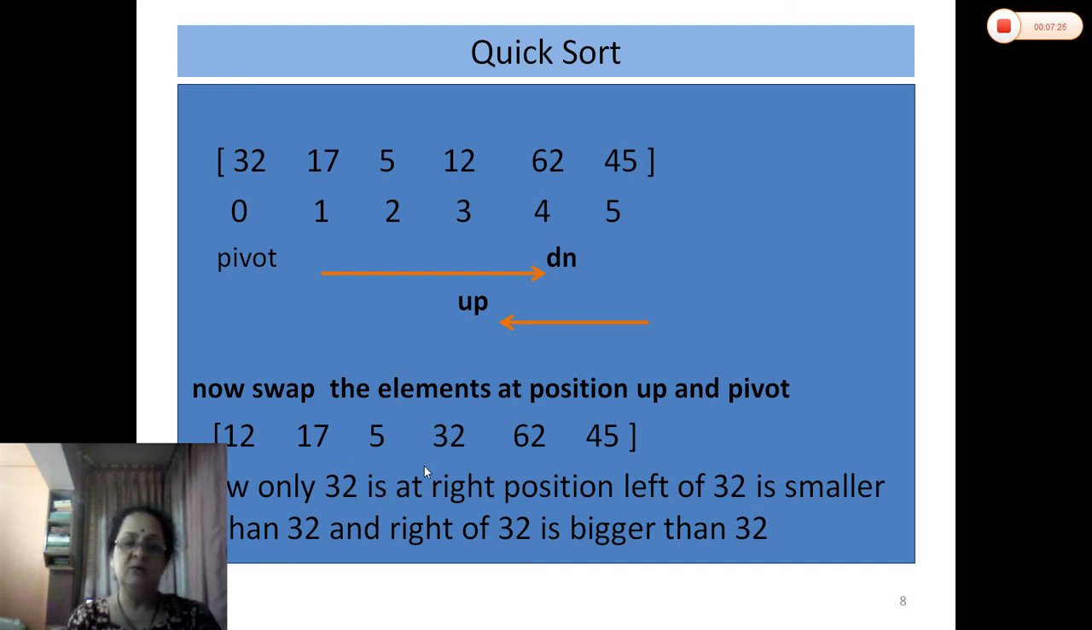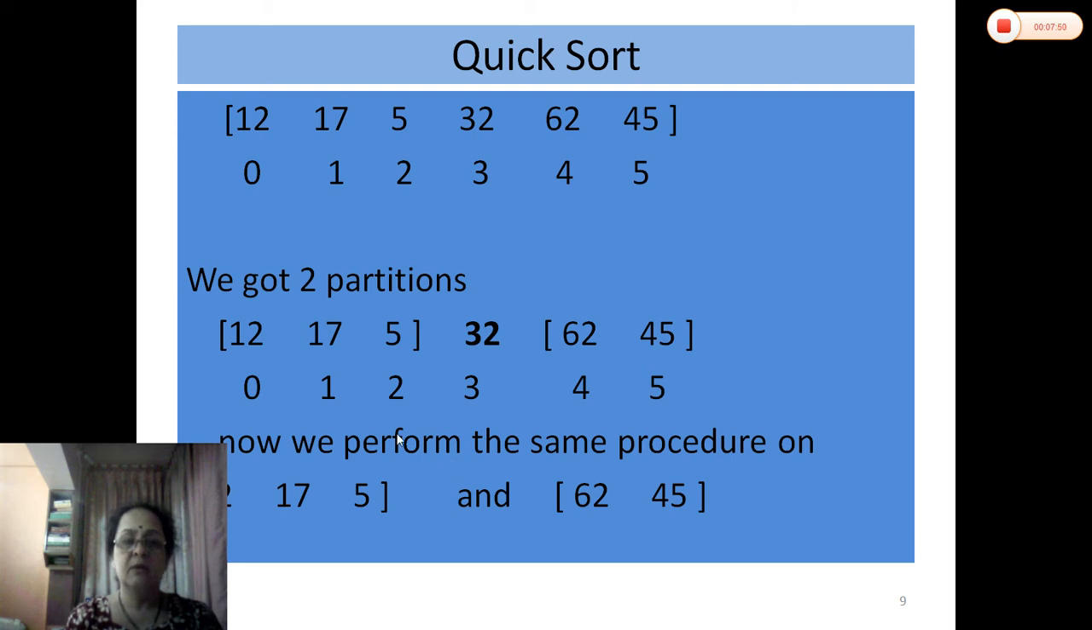Now only 32, if you observe, is at its right position. Left of 32, those three elements are smaller than 32, and right of 32, those two elements are bigger than 32. So we got two partitions. This was the original array, and we got two partitions, 32 at its right position, 12, 17, 5 as one partition, and the other, right side partition, as 62 and 45.